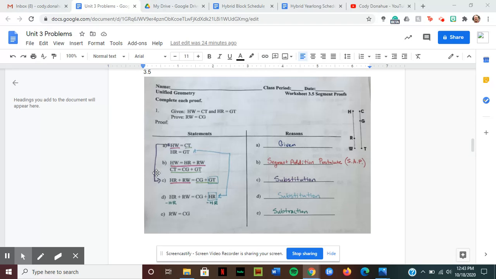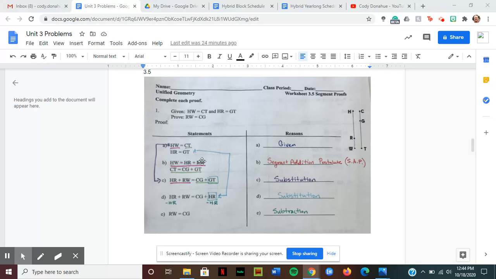Statement B states that HW equals HR plus RW and CT equals CG plus GT. Now, if you notice up here in statement A, we don't really have enough information to tell us where we are getting all this other stuff from. But if we look over here in our picture, it makes more sense. We can see right here, HW, that's the long segment, is equal to HR plus RW. Same for this one: CT is my long segment right here, and I've got CG plus GT.